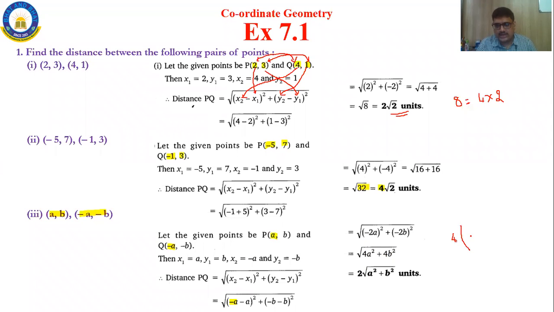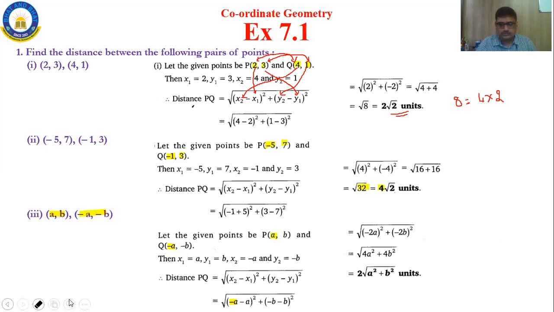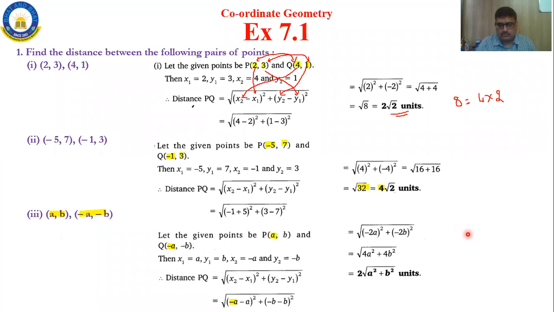So if I take 4 outside, I will be left with a square. Hold on. Yes. So what am I left with? 4 in the brackets. I will be left with a square plus b square. So this entire thing comes inside square root. So what is square root of 4? It is 2. That's why it has come outside here. And root of a square plus b square will remain as it is.